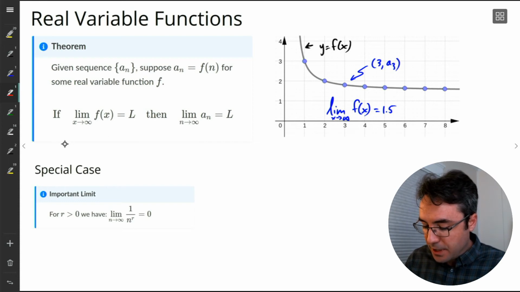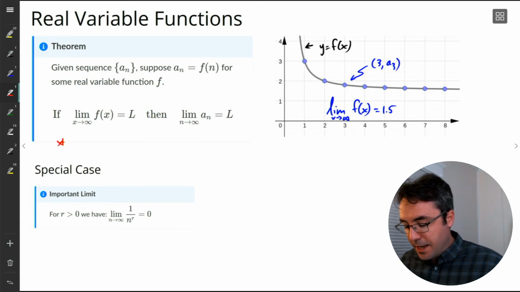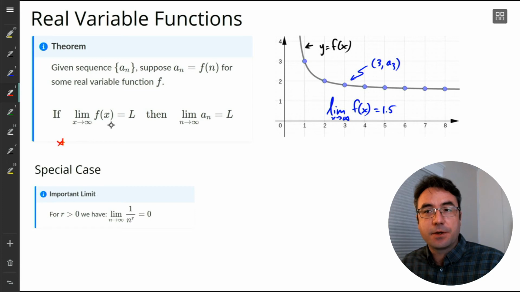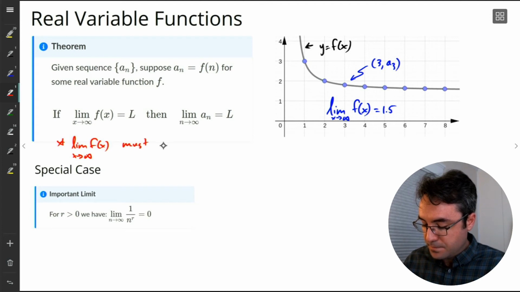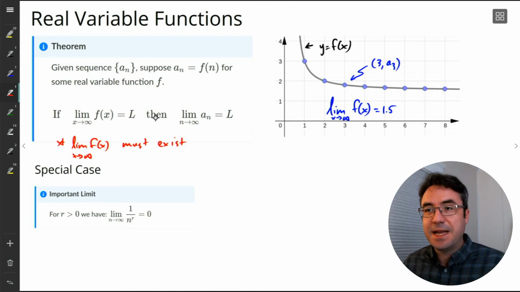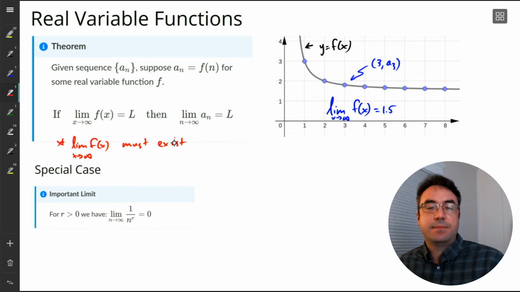Now, one little disclaimer here. There's always a disclaimer. This result only works if the limit of f of x exists. So if the limit of our function does not exist, then that doesn't tell us anything. Our sequence might still have a limit. So this result can only be used if the function actually is approaching a number L.